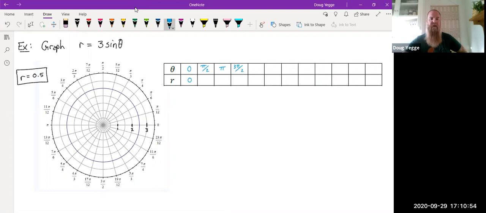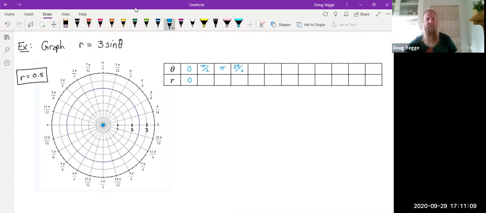So all that tells me is at the angle of 0, plot the radius of 0, which means plot the pole. We don't always plot the pole, and in fact, the pole is not oftentimes going to be part of our graph, but it happens to be here.